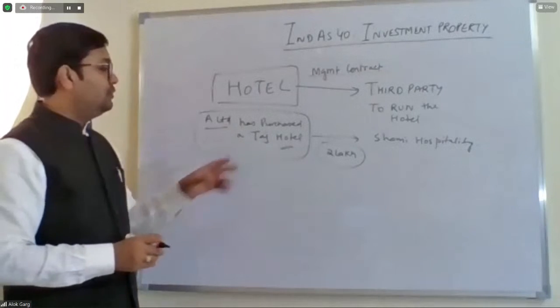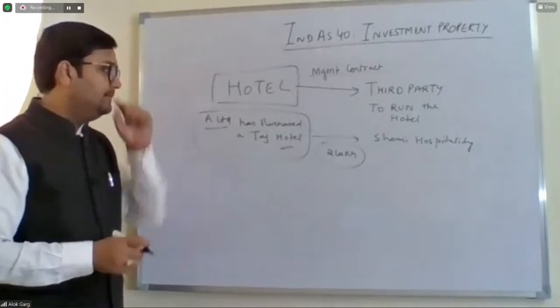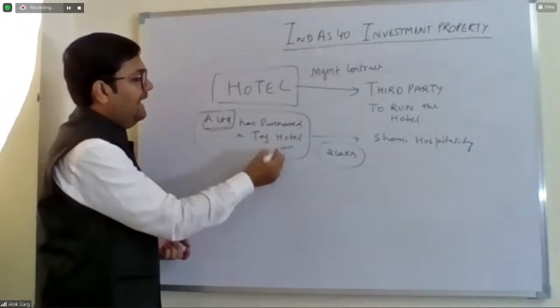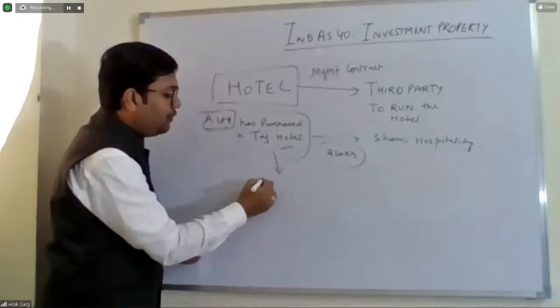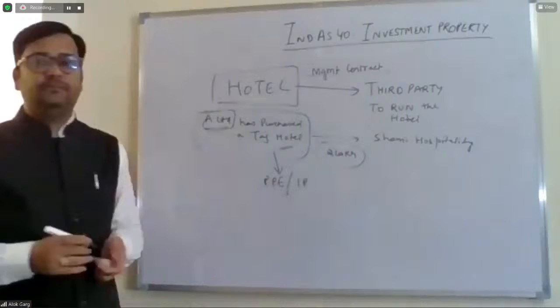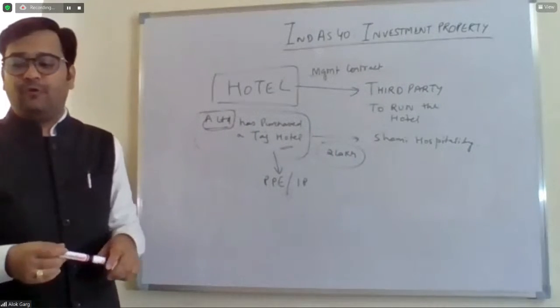Now the question arises: whether in the books of A Limited, this hotel will be shown as an owner occupied property, I mean to say PPE, or investment property. What is your answer?